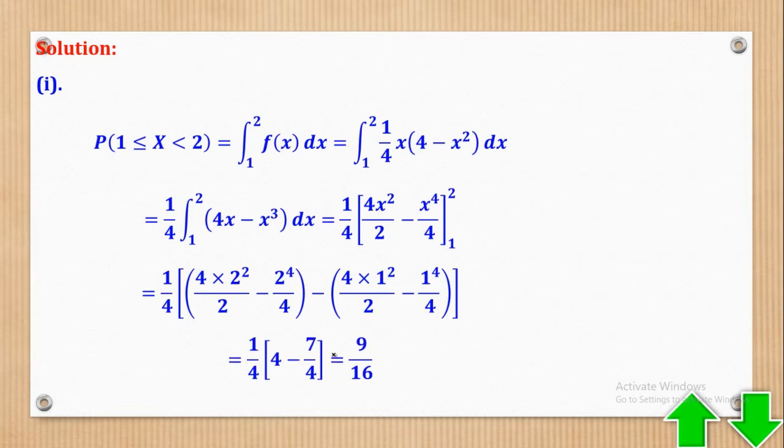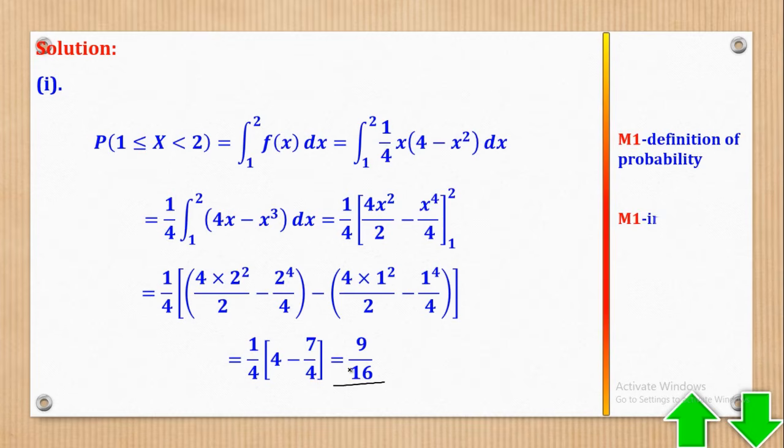The next is to use a calculator. The whole of this bracket gives you 4, and the whole of this bracket gives you 7 over 4. And when I simplify further, I'll come up with 9 over 16 as the required probability. So basically that's what they wanted in Roman 1.